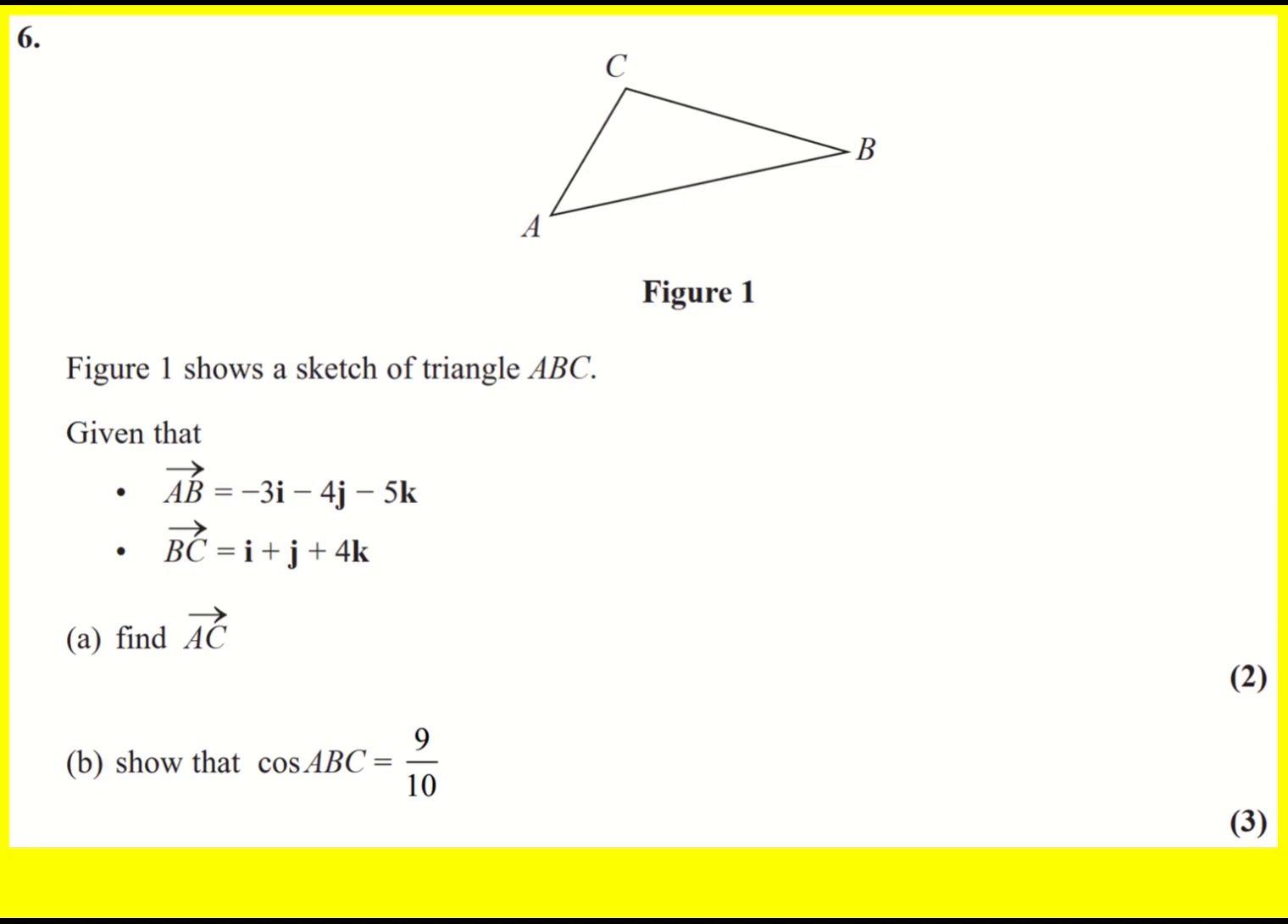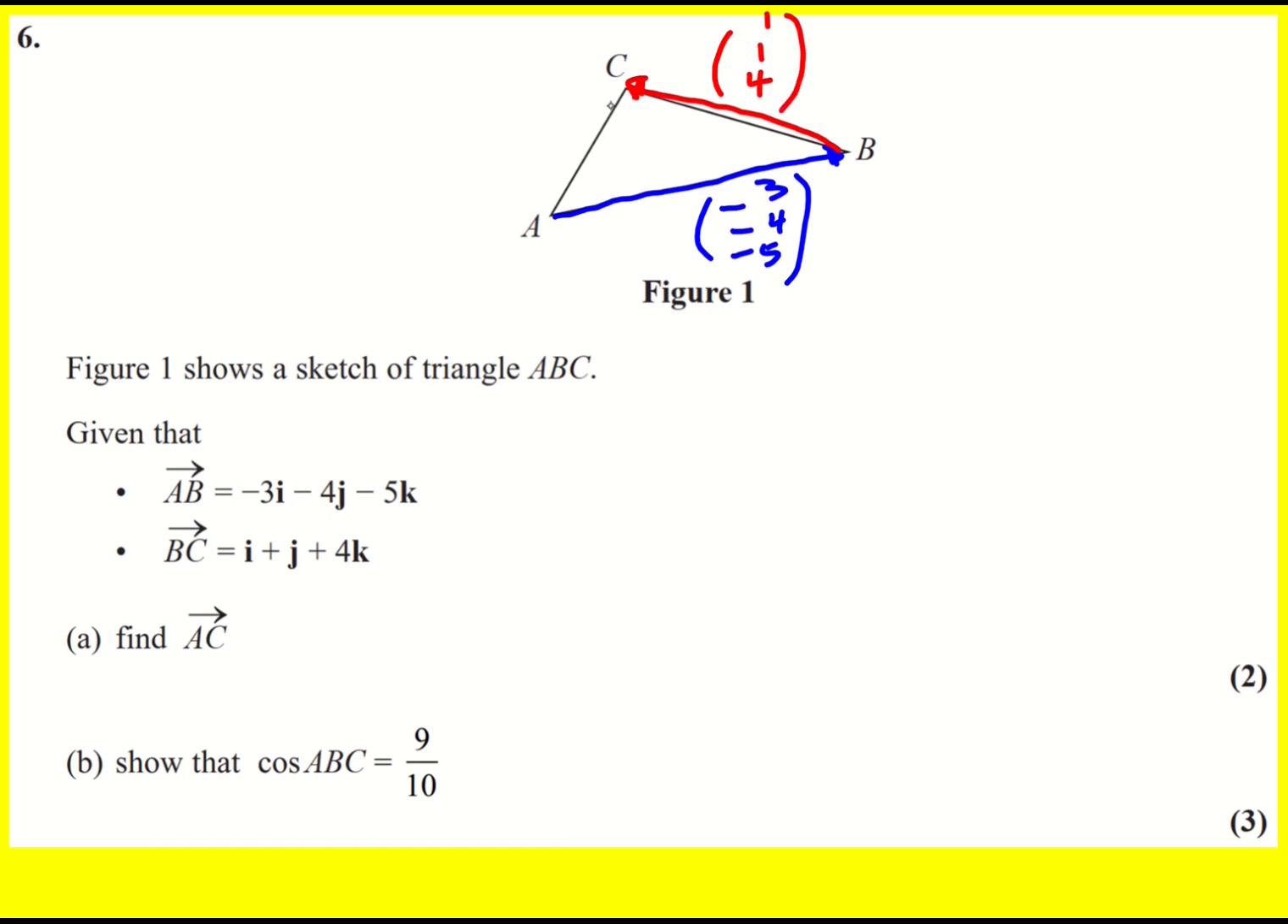Figure 1 shows a sketch of triangle ABC, and we're given the vector AB. Here it is, going from A to B in that direction, and I quite like to write it in column form for these situations: -3, -4, -5. And then BC is going this way: 1, 1, 4.